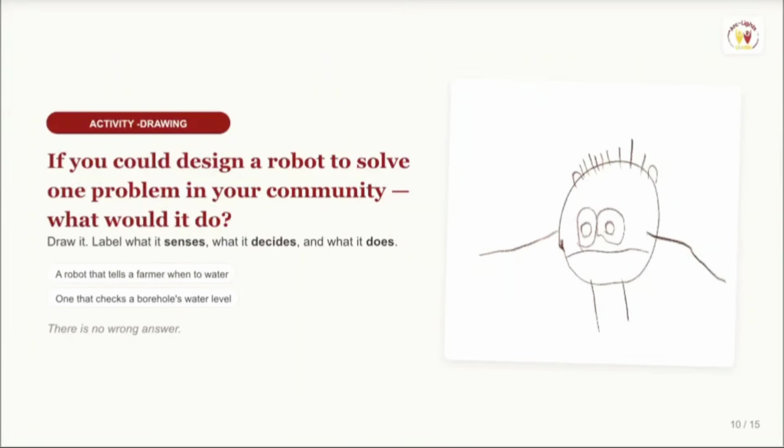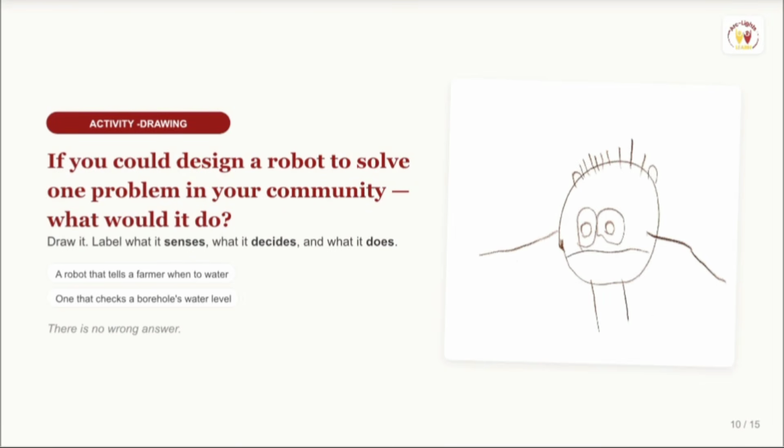If you could design a robot to solve one problem in your community, what would it do? Pick up your pen and your paper. Draw this robot. Don't forget that the drawing is not the point, so the drawing does not have to be pretty. Draw your robot. Think about the problem in the community you want to solve. For example, the robot can monitor water level in your house or your school. The robot can tell people when it wants to rain or when there's a storm coming. Or the robot can tell a farmer that the crops are dry and he needs water.